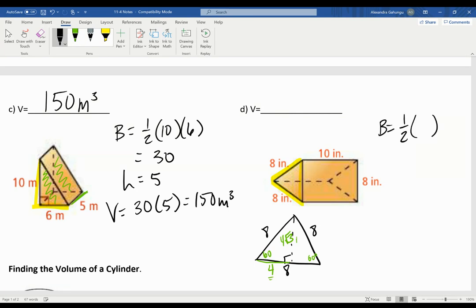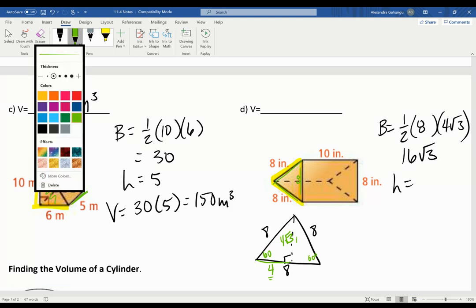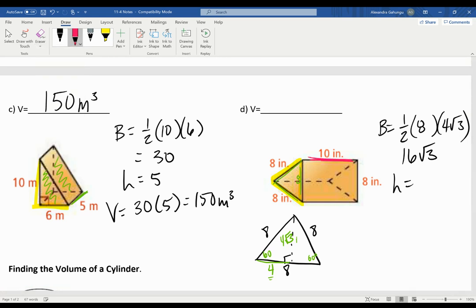1/2 base times our height, 4 rad 3. So we're gonna get 16 rad 3, and then we'll have our height. So this was the only number not involved with our triangles. All these sides here were 8. So the only number that was not involved is this 10 here. So that's gonna be our height.